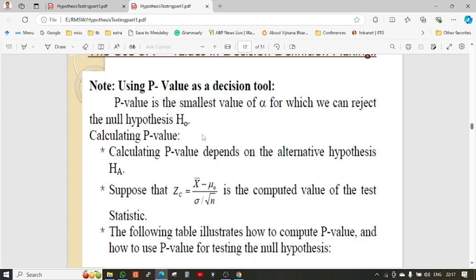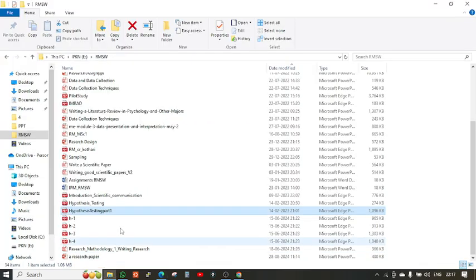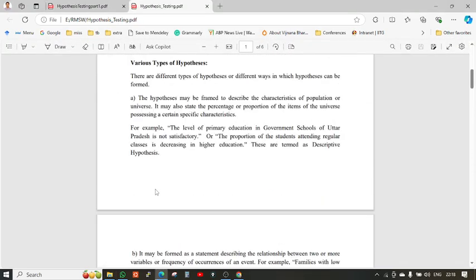That is the different types of hypothesis. What are the different types of hypothesis? See, these are the different types of hypothesis. First hypothesis type is called descriptive hypothesis.